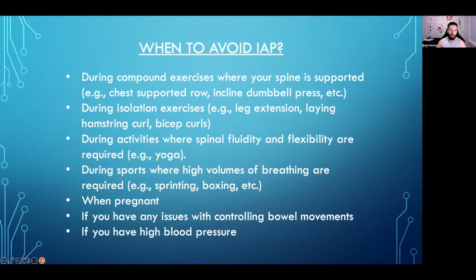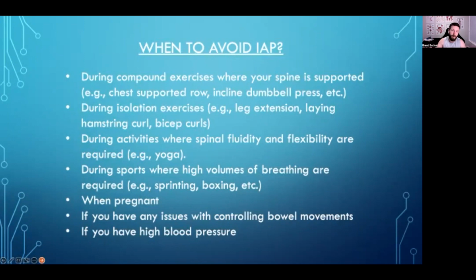So when would we want to avoid using intra-abdominal pressure? Well, during compound exercises where your spine is supported, there's no need for it. So if you're doing a chest supported row, for example, or an inclined dumbbell press, or anything where you have to lay on a bench, you don't have to use it because your spine is supported. There's no need. During isolation exercises, so leg extension, laying hamstring curl, bicep curls, anything where the weight's really light and you're isolating just a specific and very small muscle group, again, I wouldn't worry about it. During activities where spinal fluidity and flexibility are required, so yoga, definitely not needed. You don't want something that's going to restrict your range of motion, impeding your yoga or your performance.